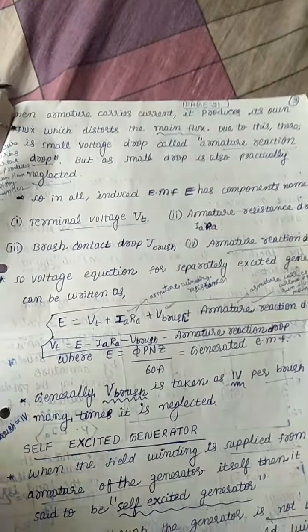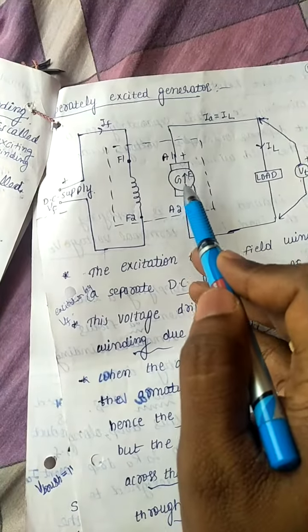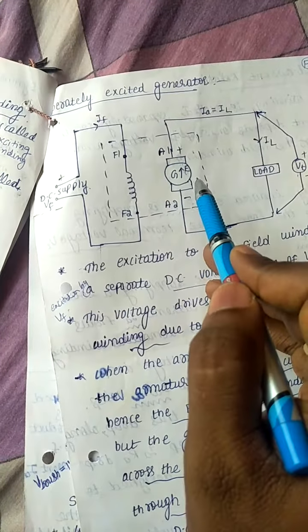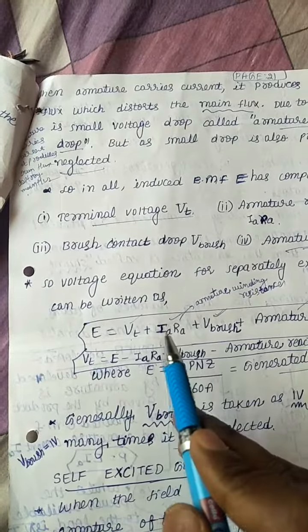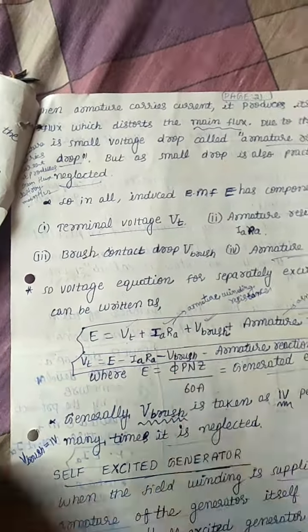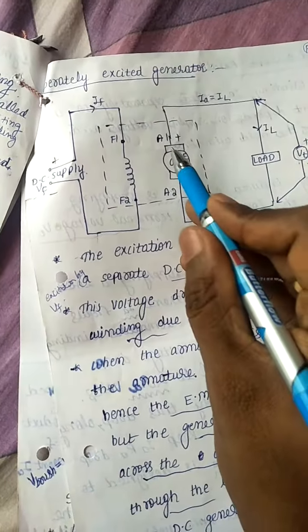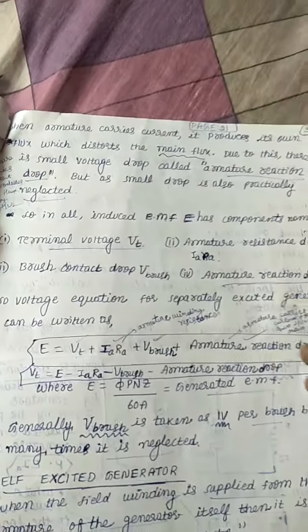IaRa, where Ra is the resistance of the armature winding. This armature has a winding, that winding has resistance, and that resistance we call armature resistance. Therefore obviously you have a drop across the armature resistance, that drop we call IaRa. Then you have to consider the voltage across the brush. This is the voltage drop across the brush, a very small value, normally near to 1 volt.